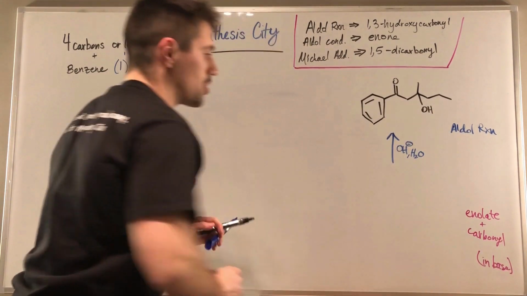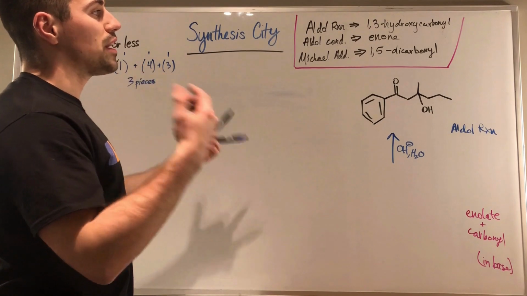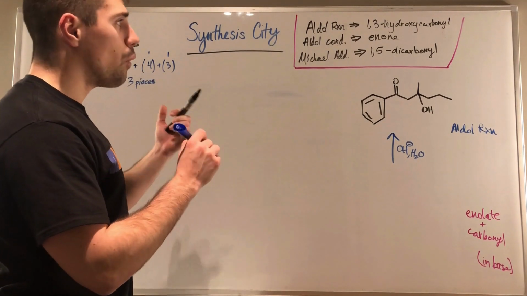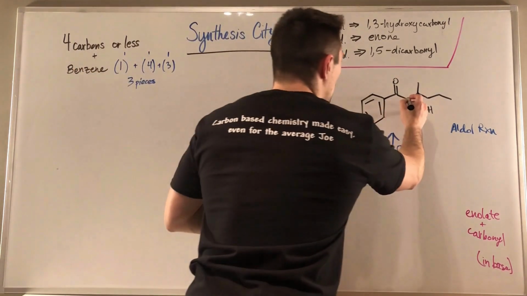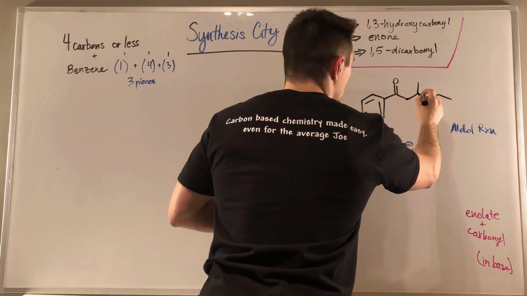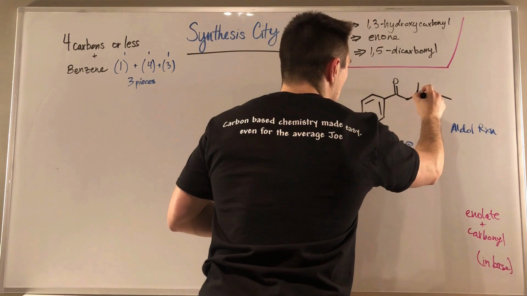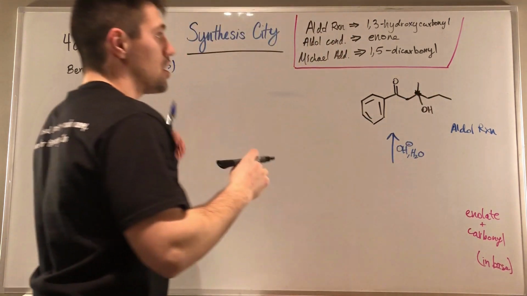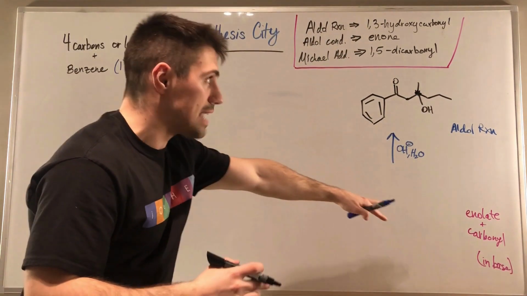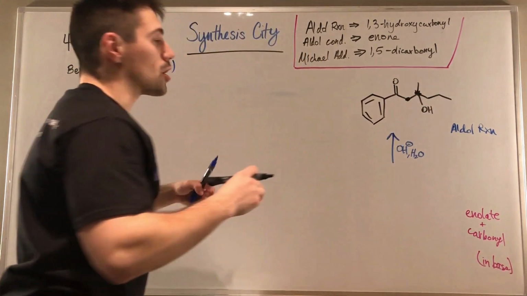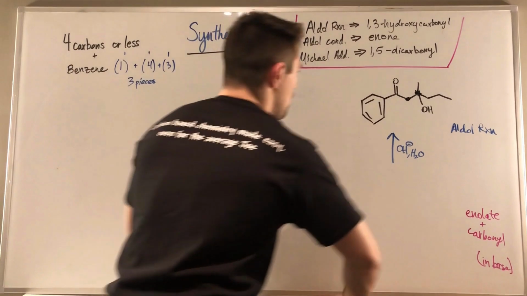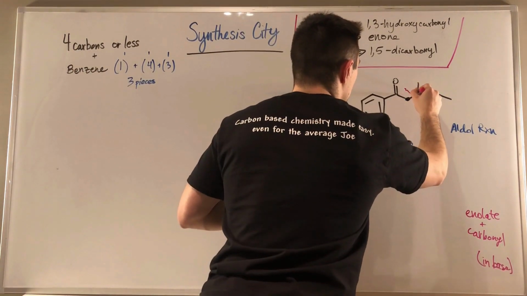Okay, enolate plus carbonyl. So it's very easy to identify which one was our enolate. It contains the carbonyl. So we need to have an alpha carbon, and this carbon I'm asterisking is what was the carbonyl that got attacked. And this carbon that I'm dotting was the alpha carbon in the enolate. So it's very easy to see, our cut is right here.